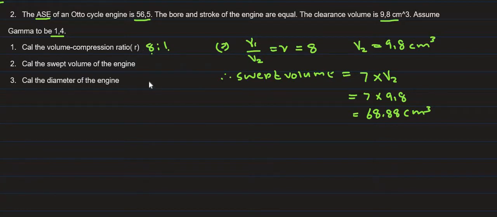Then number 3, let's calculate the diameter of the engine. The swept volume is the area multiplied by the stroke length, and the area is pi d squared over 4, multiplied by the stroke length. Since the bore and the stroke of the engine are equal, the stroke length equals the diameter.